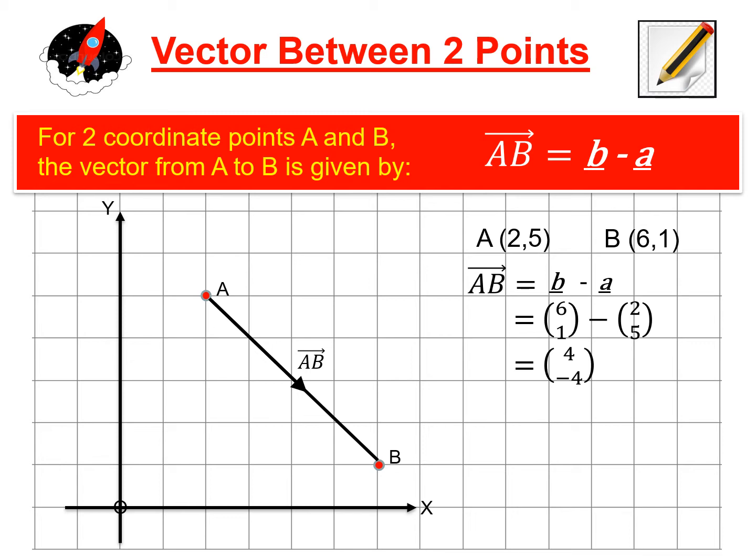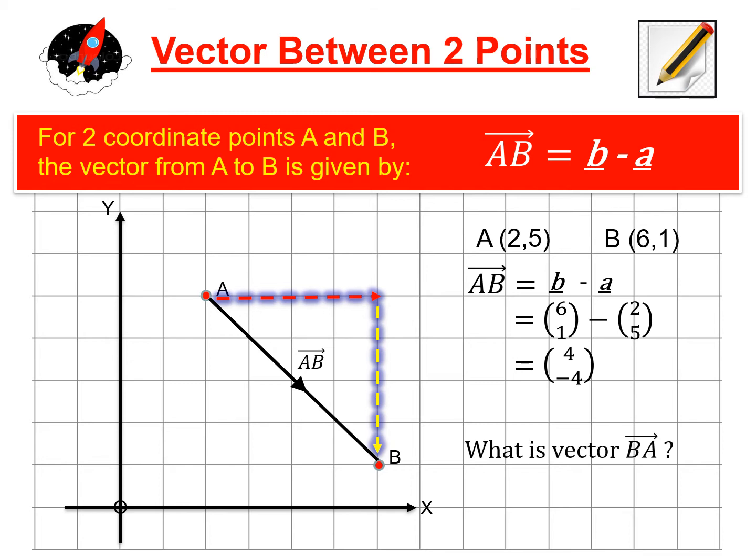Now because we have a diagram here, we can actually check that. We can see to get from A to B, we go 4 to the right and 4 down. So that's represented by a column vector of 4, minus 4. But the whole point of having that little formula is so that we don't need to plot the points every single time we want to do this. We can just use the formula and work it out as a calculation.